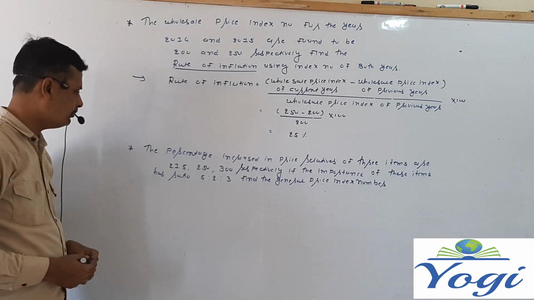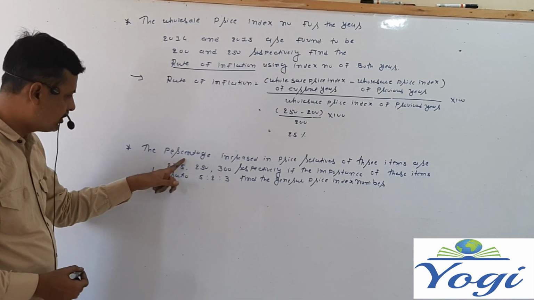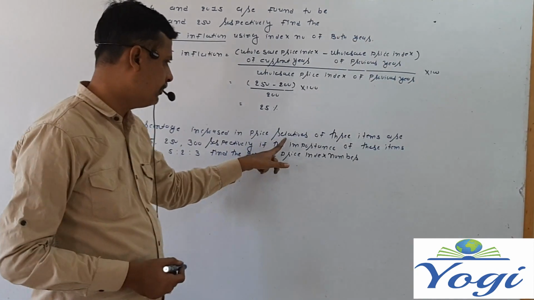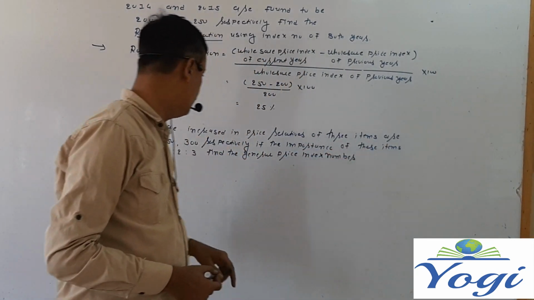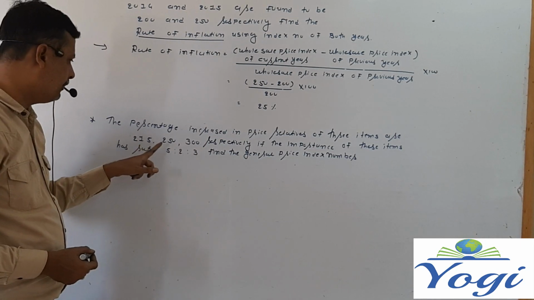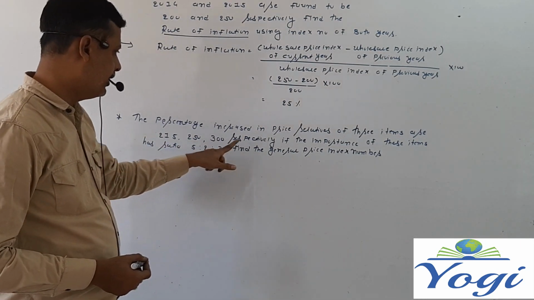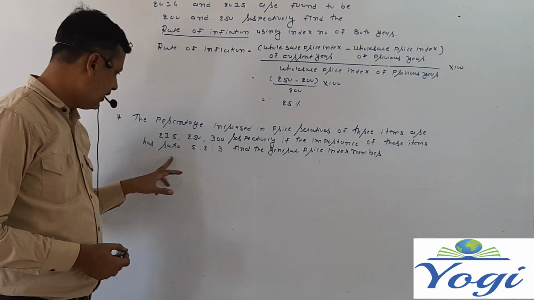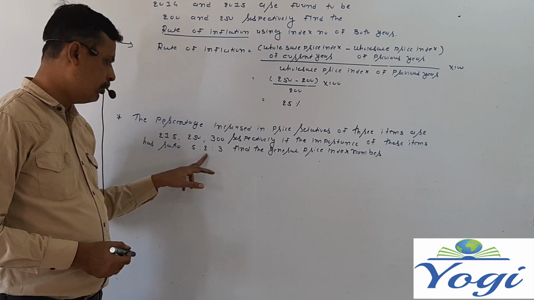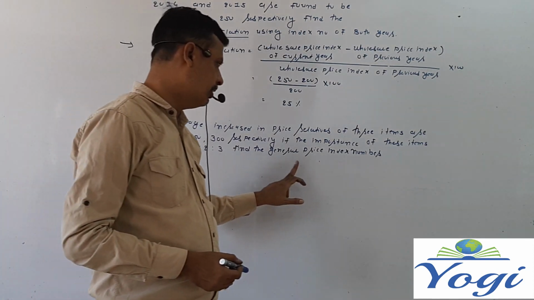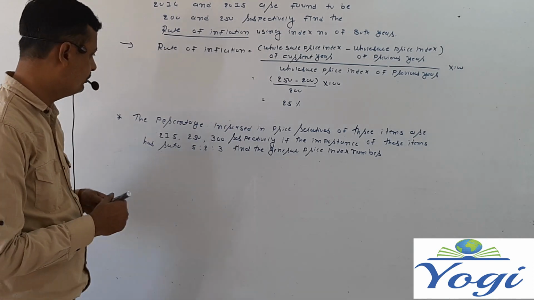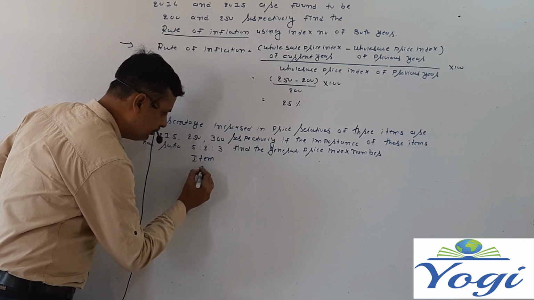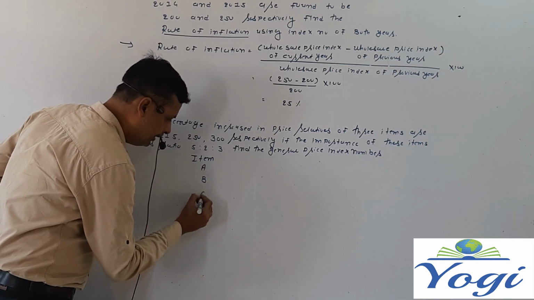Now here, the percentage increase in price relatives of three items are 215, 250, 300 respectively. If the importance of these items has ratio 5:2:3, find the general price index number. So we have three items, item A, B and C.